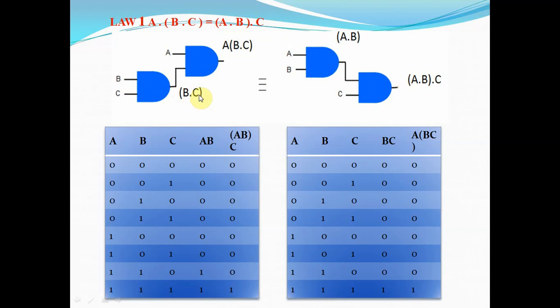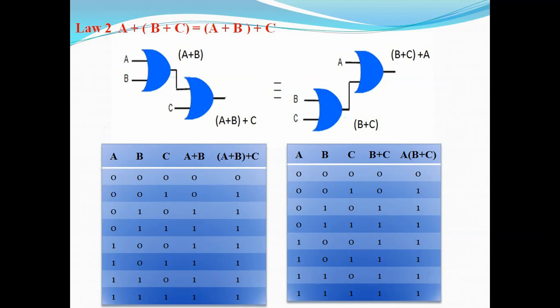What will be the output? B into C. These are again input to the second AND gate, A into B into C. Here we are getting A into B into C. So 0, 0, 0 into 0, we are getting 0. In this way, by analyzing the truth table, you can verify that both the equations are correct. So there is no need to worry about the brackets or parentheses. This is the associative law of the first statement.